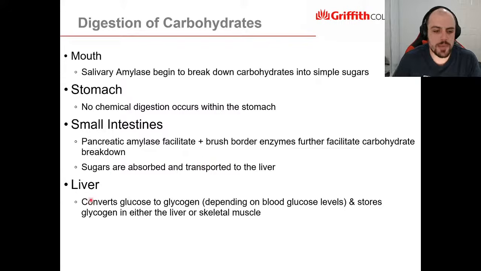Now, what's happening down here with the liver? We're going to talk about that a lot more in a moment when we talk about absorptive and post-absorptive states. But essentially, our liver will control what we do with glucose depending on how much glucose we have in our system. But again, we'll talk about that in a moment.